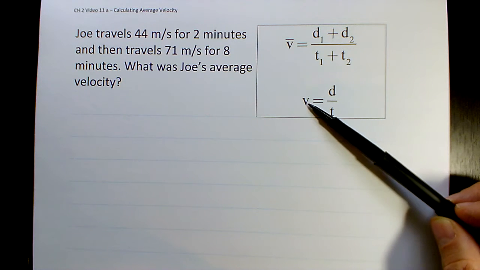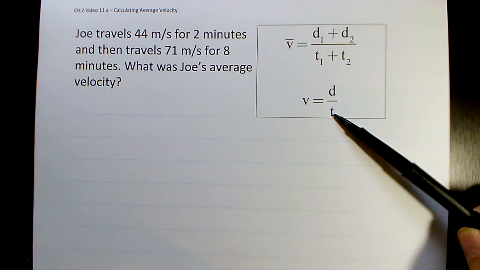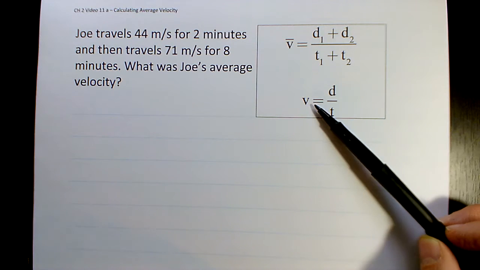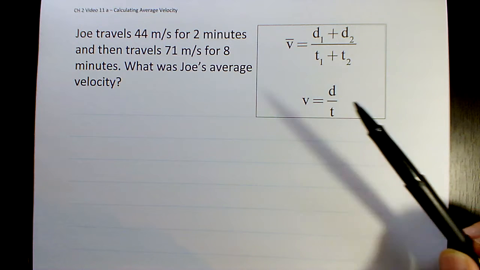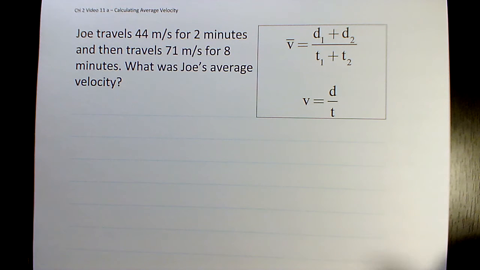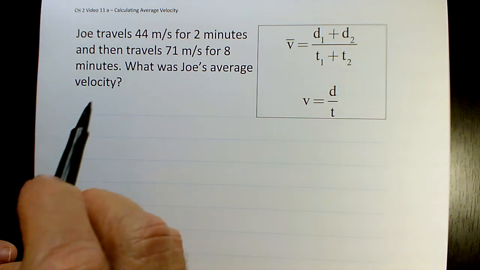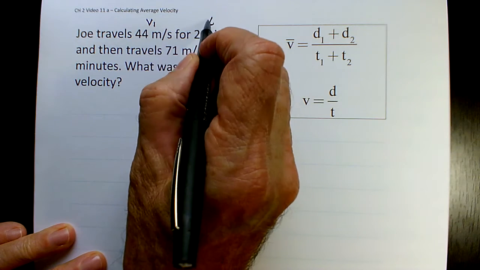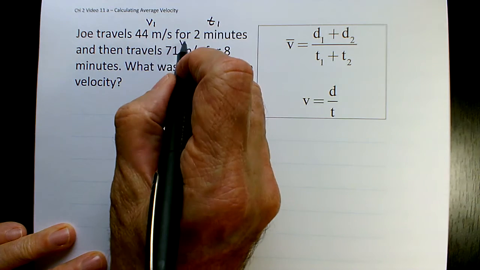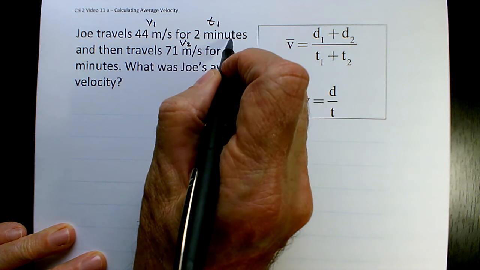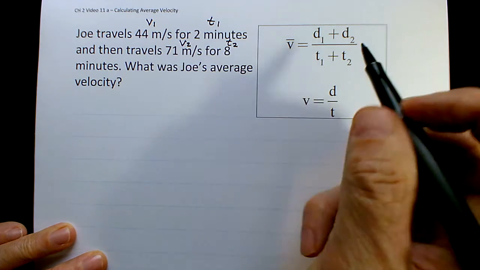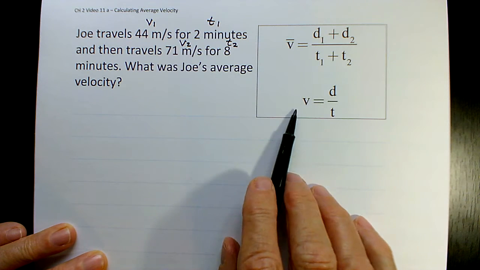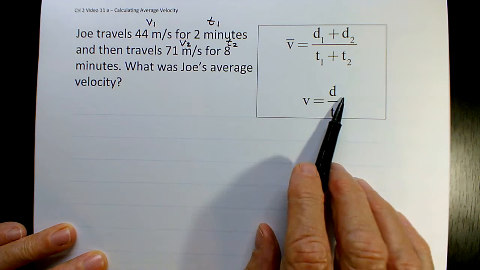And then you have the basic definition of velocity equaling distance over time, and we're going to use these two, the definition of average velocity and the definition of velocity, in conjunction with each other to solve average velocity problems. So you'll notice that we have a v1 and a t1, we have a v2 and a t2. So we do not have d1 and d2. However, we do have this relationship right here.